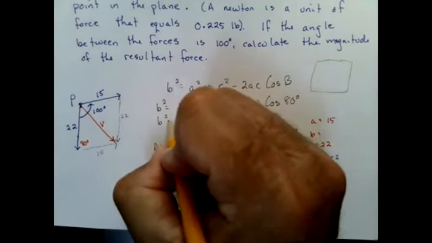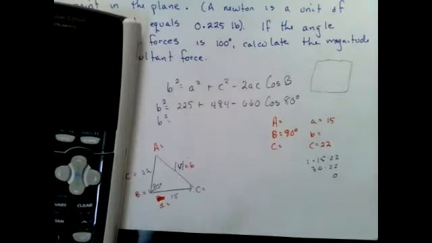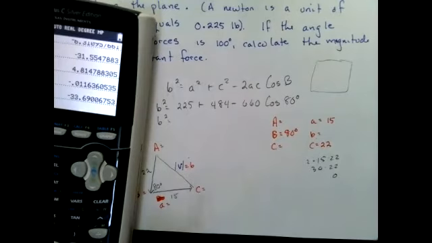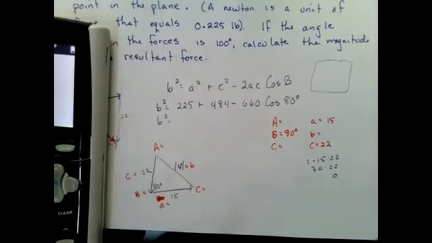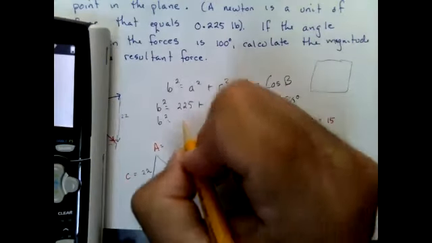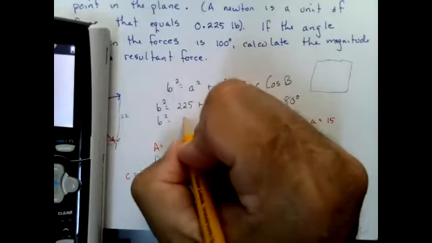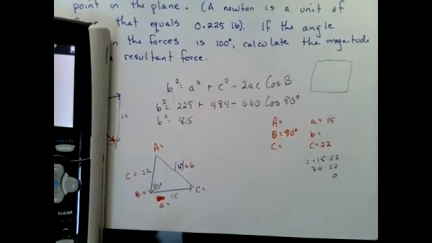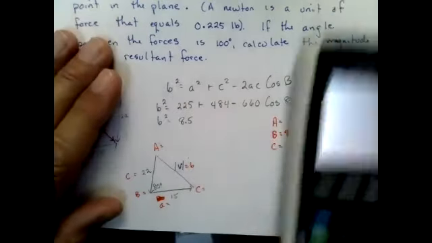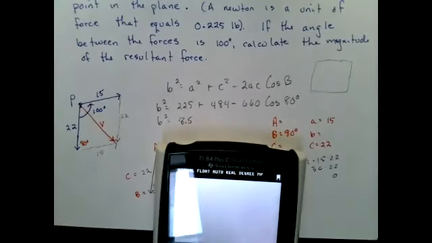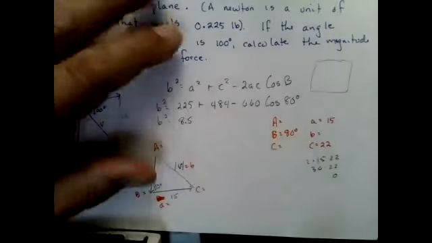B squared equals, I can use my calculator. Oh, that's me being funny again. And let's see, 8.5, I think. What'd you get? 8.5. So how many significant digits do you want, 3 or 2? Usually 3. So I'm going to go 225 plus 484 minus 660 times the cosine of 80. And never mind. That's 594.392.